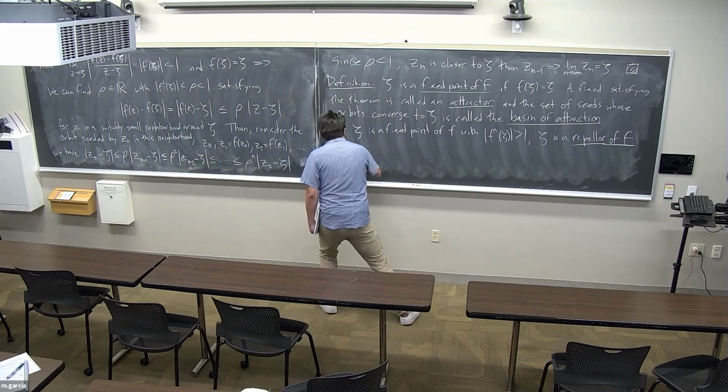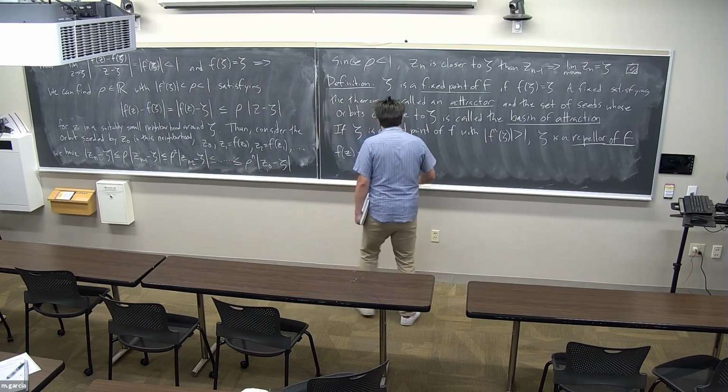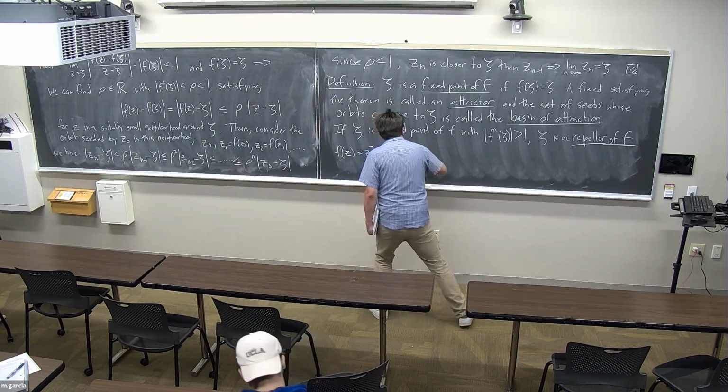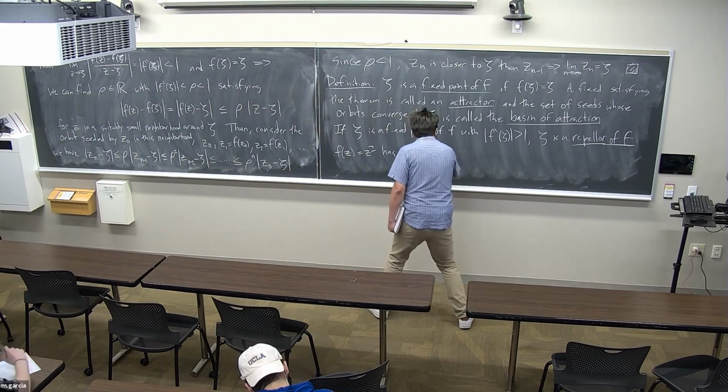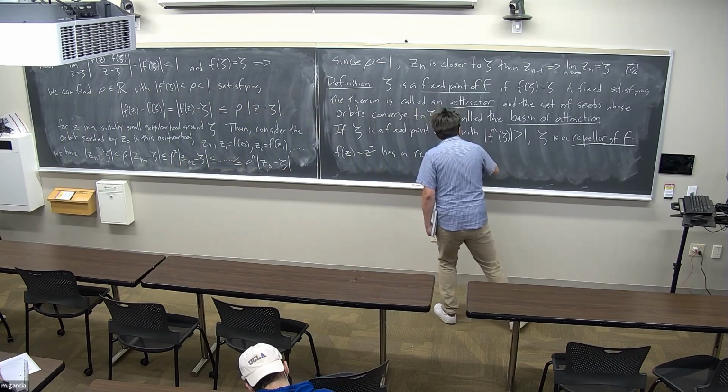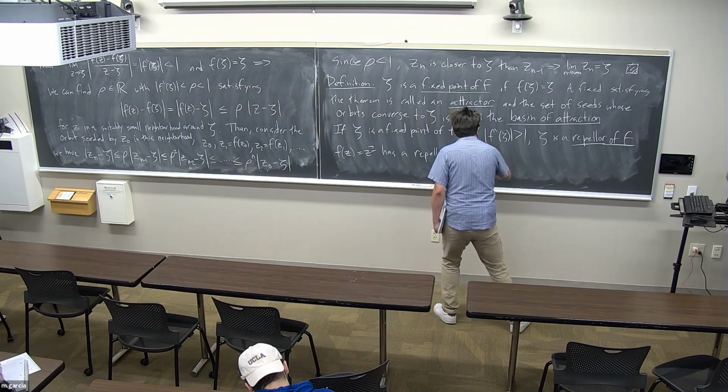So f of z equals z squared has a repeller at zeta equal 1.